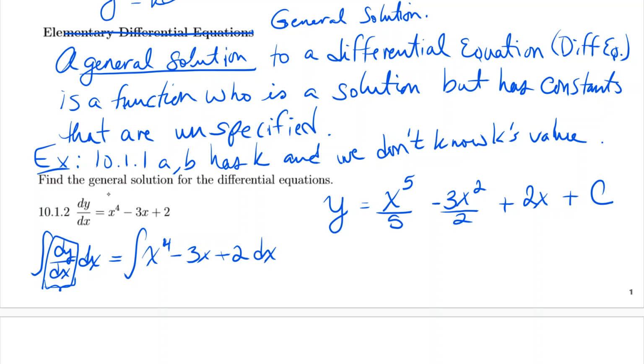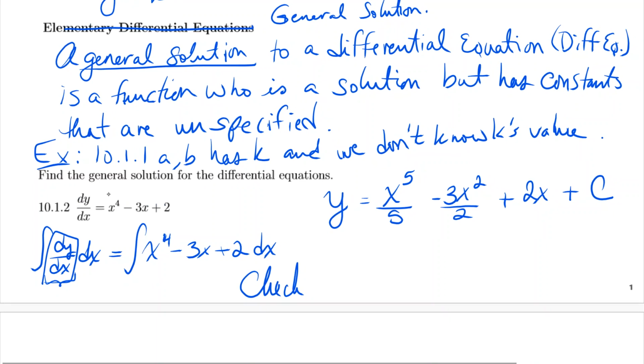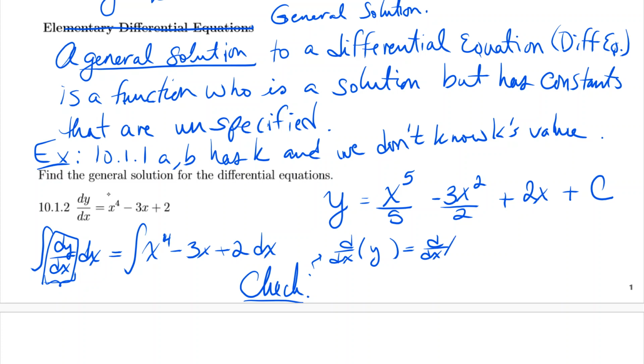Now note you can check this solution to make sure you're right. I should have left more space for this one. I write bigger than I think I do. So if I take all this and I just prime it, so this is my check step. Actually, I shouldn't write prime because we're using Leibniz notation. I'm going to derive it with respect to x.